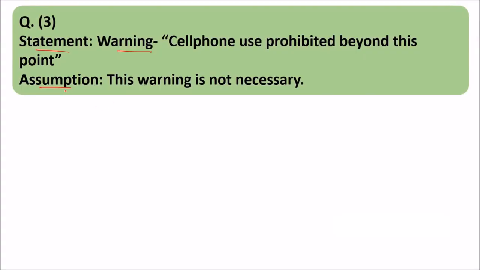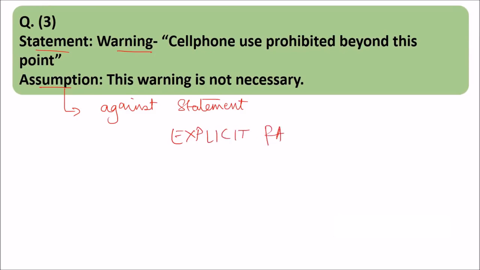Please remember, whenever the assumption goes against the statement, then the assumption is explicit, that is, it is false. Now over here, pay close attention. Over here they have given a warning, like a board or something like that. It has been written that cell phone use is prohibited beyond this point.